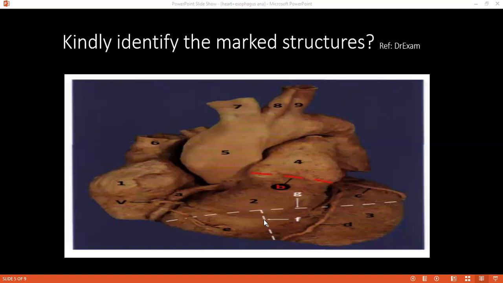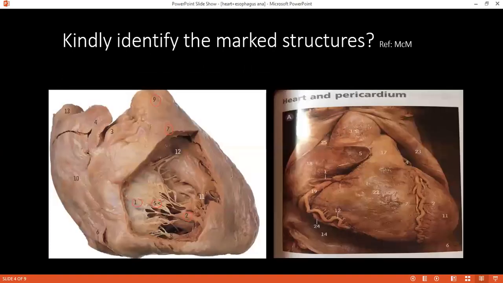And 7 is the brachiocephalic, and 8 is the left common carotid and left subclavian. Okay, they will ask you to identify azygous vein. But I don't have that structure in front of me. Okay, can you please tell me what are the functions of chordae tendineae? It prevents the tricuspid valve from bulging. Okay.